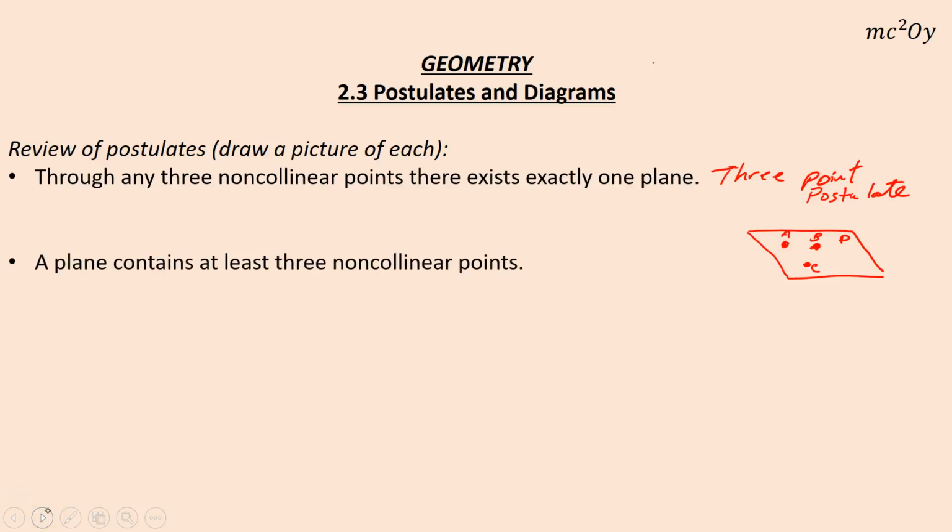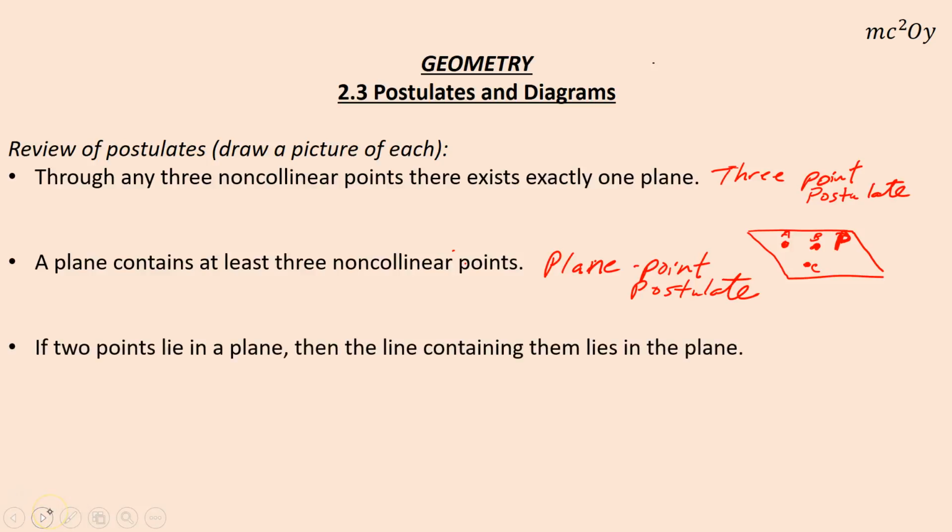Another one that goes with that, a plane contains at least 3 non-collinear points. Okay, so if you have a plane, for instance, plane P, it has to have at least 3 non-collinear points. Otherwise, you can't have a plane. So these 2 postulates go hand in hand. This one is called the, oops, not plane, plane point postulate. Okay, the plane point postulate. A plane contains at least 3 non-collinear points.